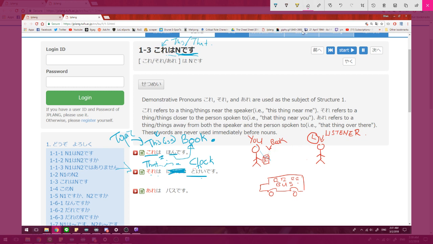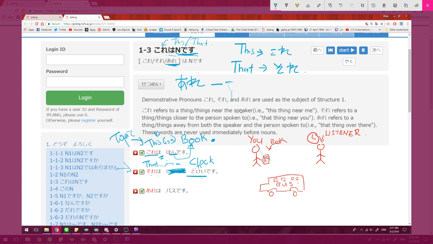So basically right now we've learned this, right? For kore, that means sore. So then you're gonna say, okay, I've learned kore, I've learned sore. Then what is this are, right? What's this are? Are. Now, are also means that.